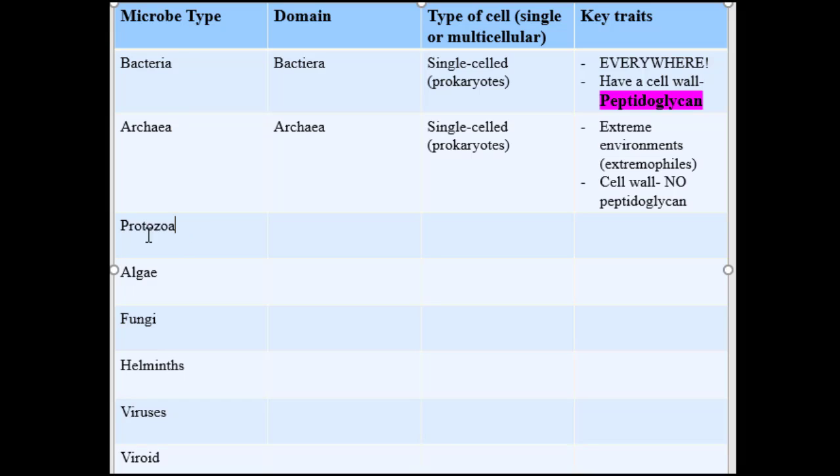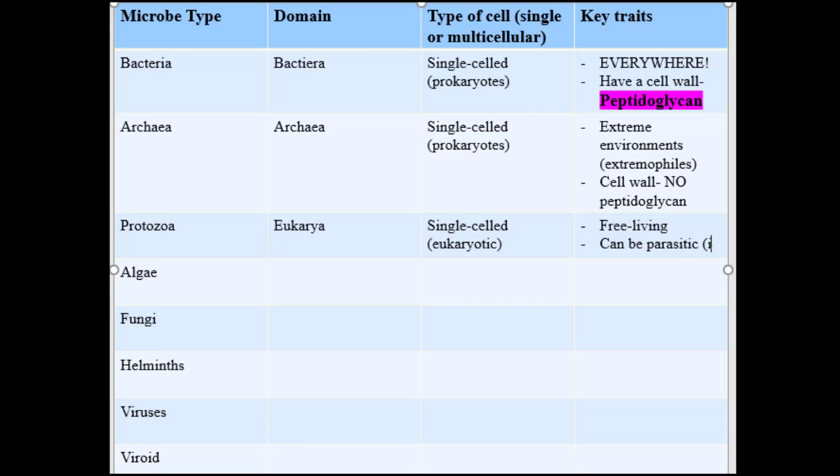Our next group is the protozoa. So protozoa are in the eukarya domain. However, these ones are single-celled. So even though they're eukaryotic cells, they don't have many cells. They have one cell type, they're single celled. But they have eukaryotic cells, meaning they have a nucleus, they have membrane-bound organelles. Key traits about protozoa is they can be free-living, but many of them could be pathogenic. They can be parasitic, and they can cause disease.